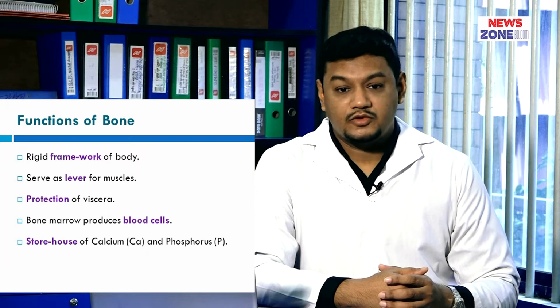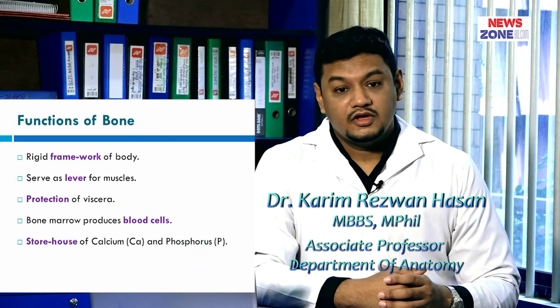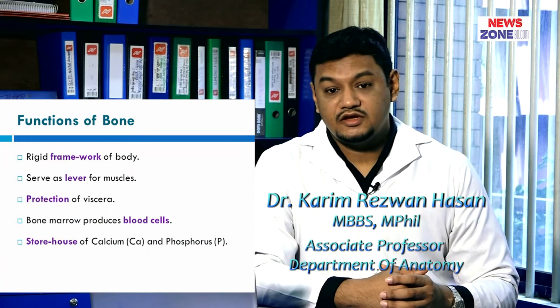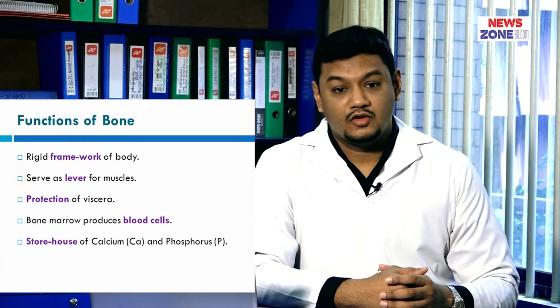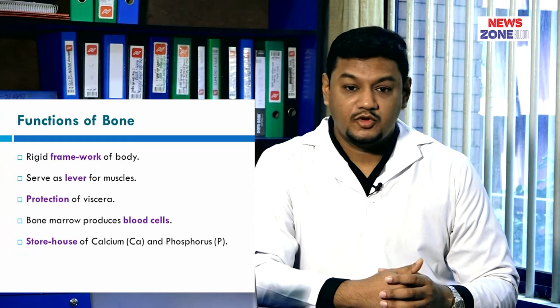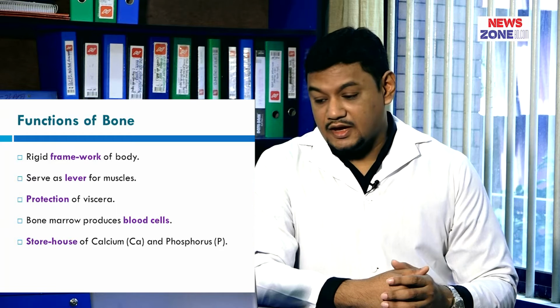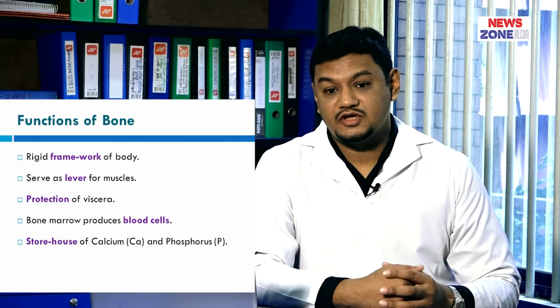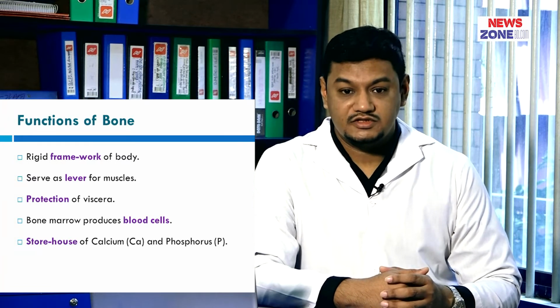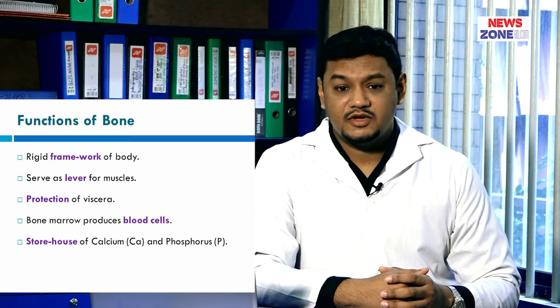So bones are doing the protection as well. Now, you also know from your physiology knowledge that bones are always producing bone marrow, and those bone marrows are essential to produce the blood cells. And lastly, it is a storehouse of the calcium. The major source of calcium is coming from the bones, and calcium is very much important.